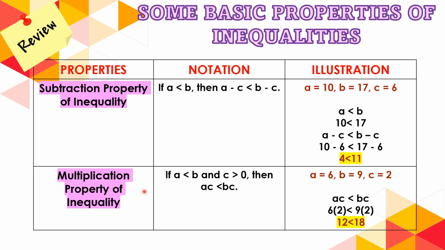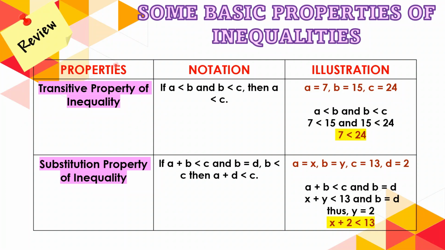Let's have multiplication property of inequality. If A is less than B and C is greater than 0, then AC is less than BC. Let A is equal to 6, B is equal to 9, and C is equal to 2. AC is less than BC. It becomes, substituting the given values, we have 6 times 2 is less than 9 times 2. Getting the product on both sides of the inequality, 6 times 2 is 12, 9 times 2 is 18. We can say that 12 is less than 18.